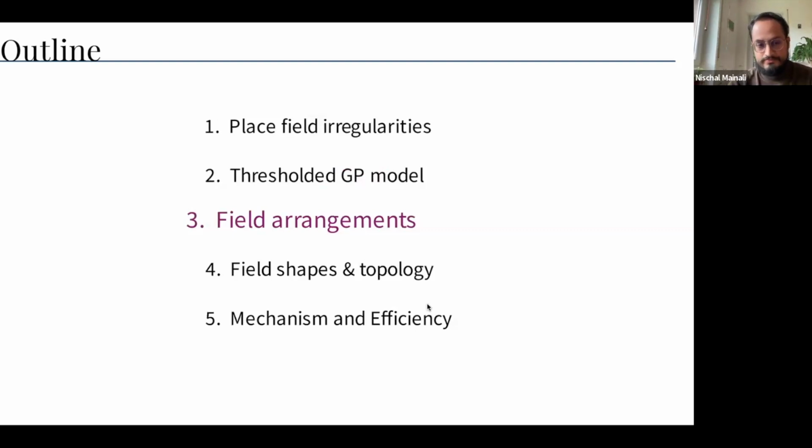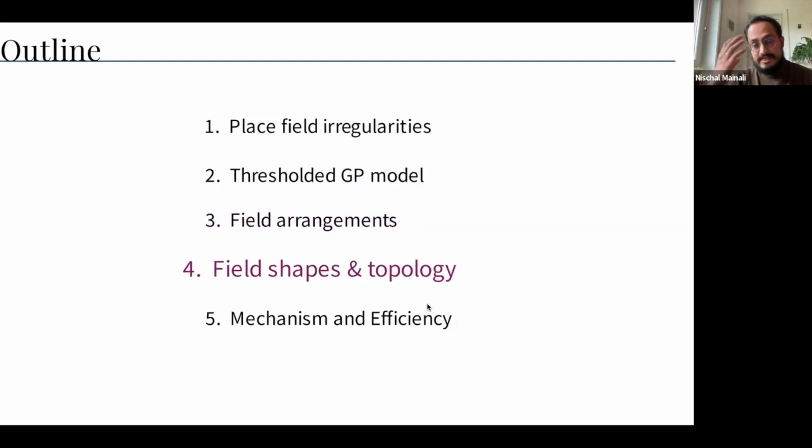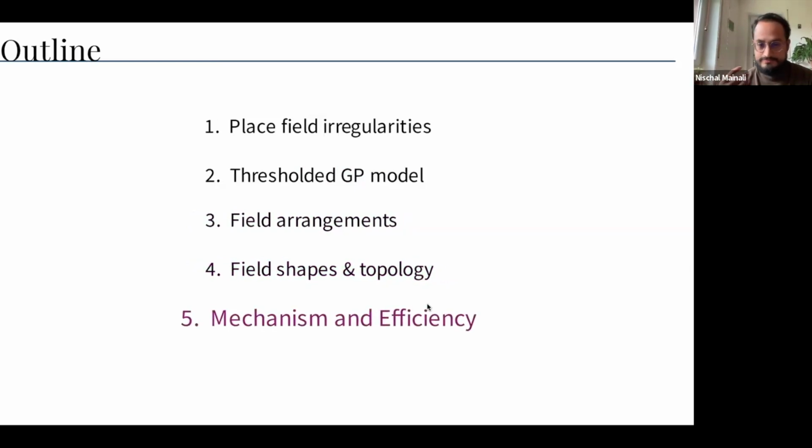First, we will look at predictions of the model for arrangements of the place fields. By arrangements, I mean things like the sizes of the place fields, the gaps between them, where they are in the space, and so on. In the next section, I will go into a more detailed prediction about the shapes of the fields themselves, their geometry and topology. Once we do that, we will reflect back on the model and try to think about mechanisms that might give rise to such a model, and also have some normative considerations around efficiency and what the function of such a neural code might be. So with that, let's start.